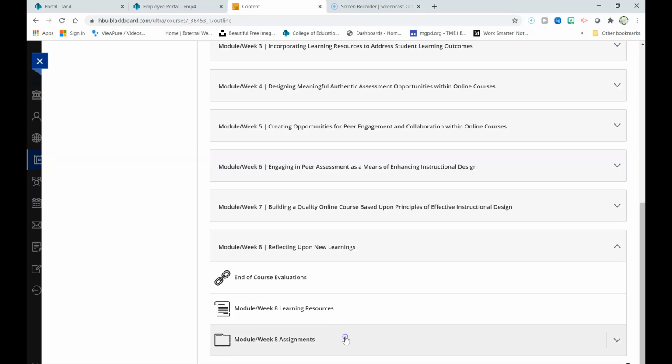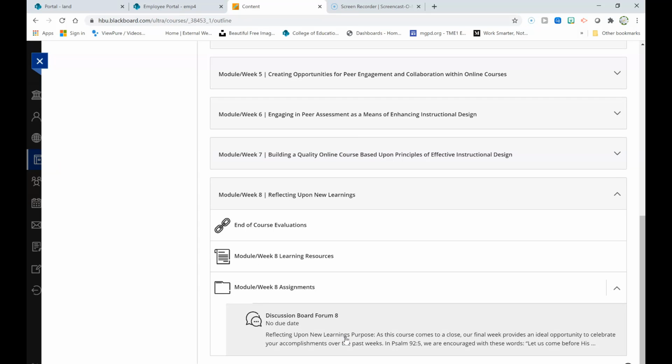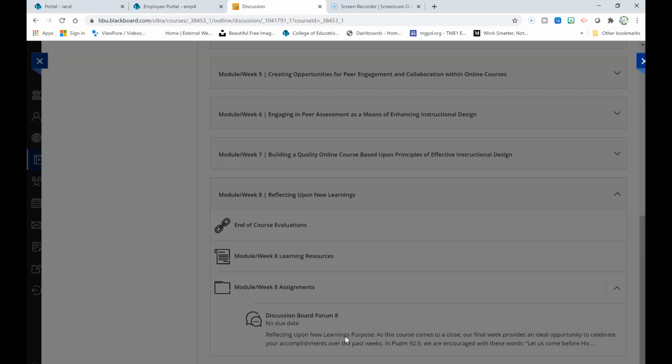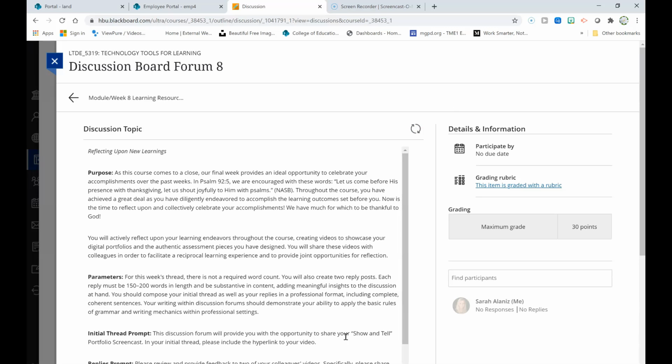Now, let's look at the module week 8 assignments. You will focus upon completing discussion board forum 8. In this discussion board forum, you will have the opportunity to reflect upon all that you have learned over the past 8 weeks. In Psalms 92:5, we are encouraged with these words: "Let us come before his presence with thanksgiving. Let us shout joyfully to him with psalms."